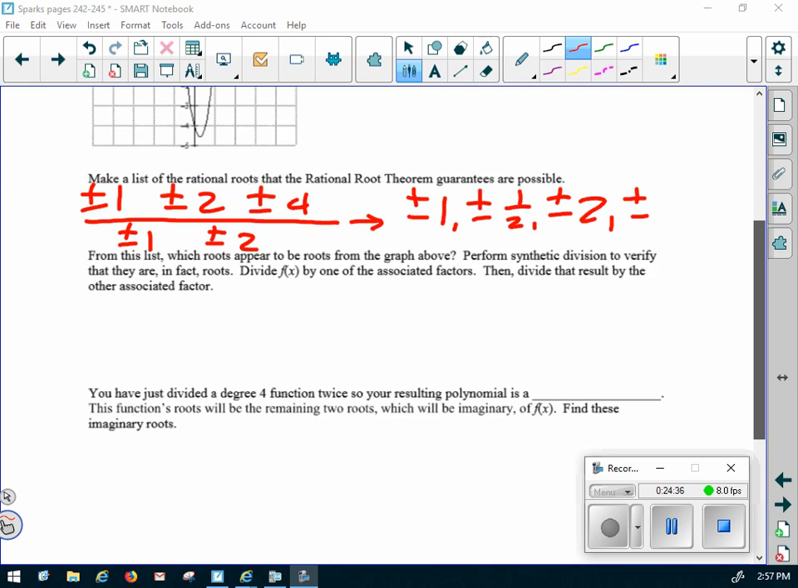Let's see. I lost my place. Do we go to 4 over 1? And then plus or minus 4 over 2, which we already have. This is it.